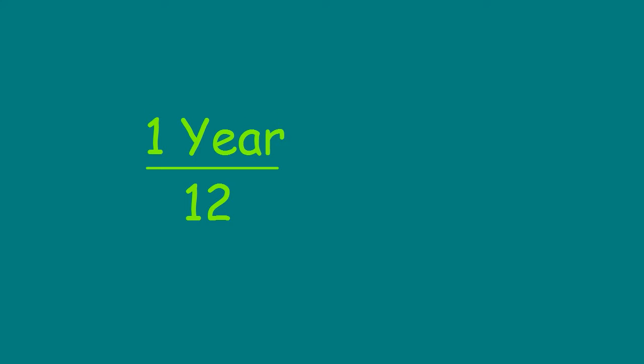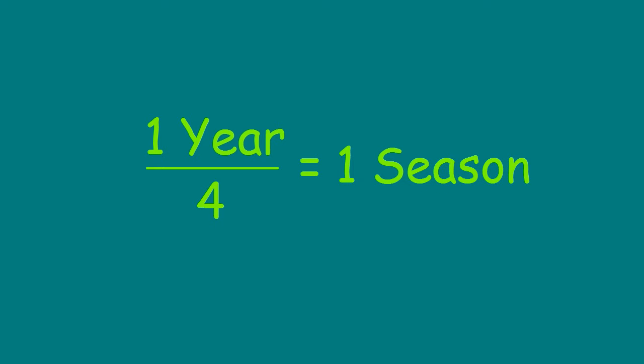Now, when we divide a year by 12, we get 12 months. How about when we divide a year by 4? When we divide a year by 4, we get one season. So in 1 year, there are 4 seasons.